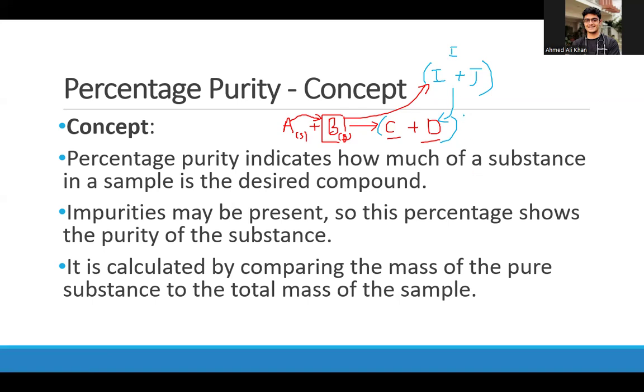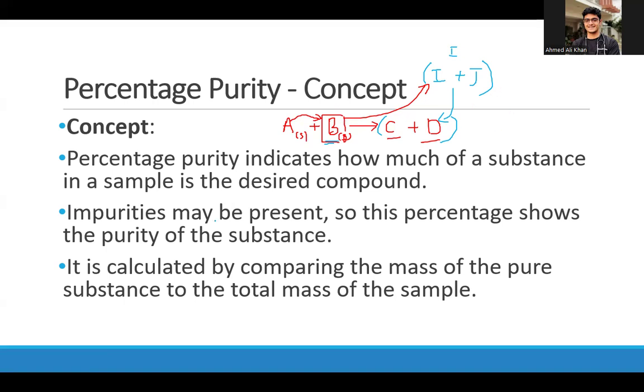Now, if there are impurities in B, would the final mass be greater than the theoretical mass or would it be lesser, Rafi? Lesser. No, greater, because A reacted with the impurities as well as with B, so it should be greater. Okay.